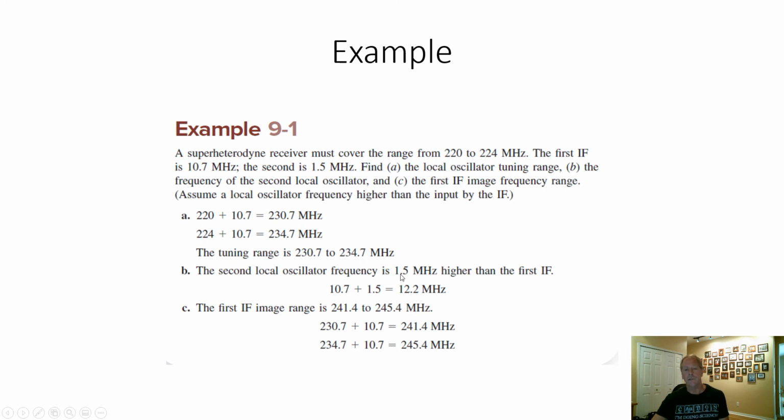So the second local oscillator frequency is 1.5 megahertz higher. So you're going to get 12.2 megahertz for the second local oscillator. And so here's your first IF tuning range is 241.4 and 254.4. So it's just simple arithmetic, really, to get through these.